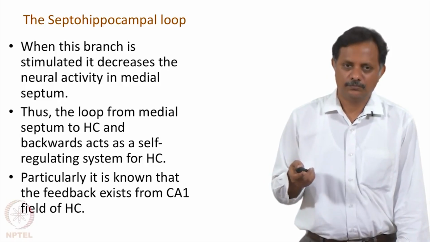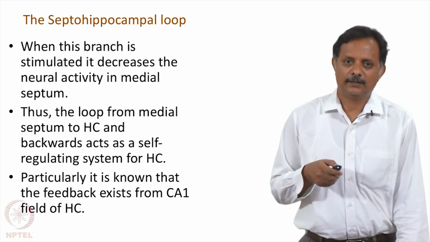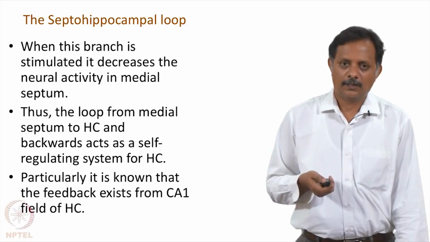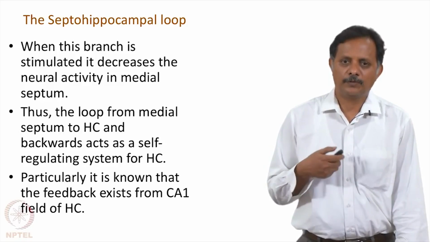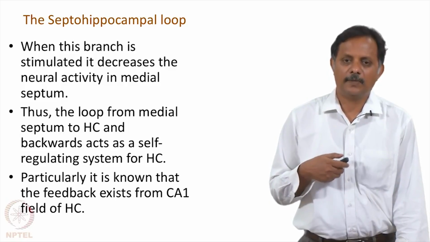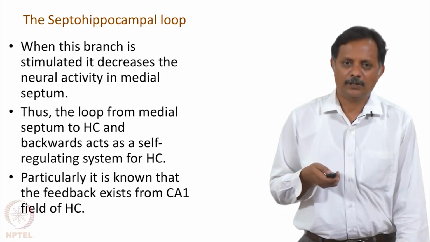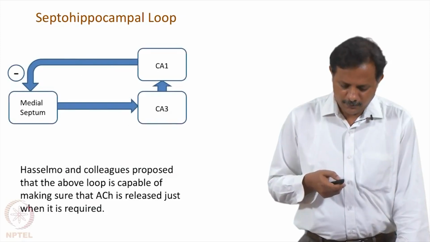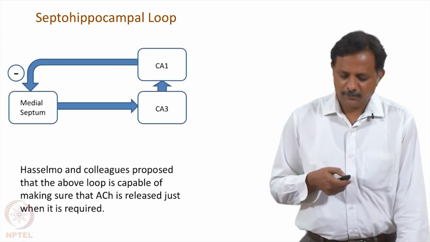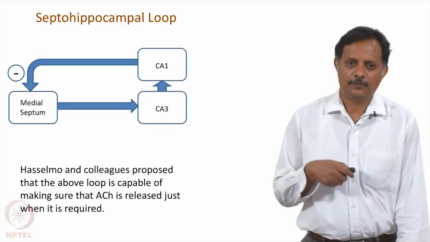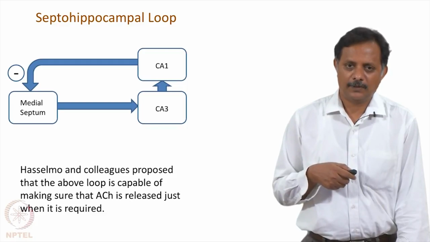When the branch from hippocampus to medial septum is activated, it suppresses neural activity in medial septum. Therefore, the loop from medial septum to hippocampus and backwards acts as a self-regulating system for hippocampus. It is known that there is a feedback from the CA1 field of hippocampus back to medial septum. So you see that medial septum projects to CA3, CA3 projects to CA1, and CA1 sends feedback to medial septum, and the effect of CA1 on medial septum is inhibitory.